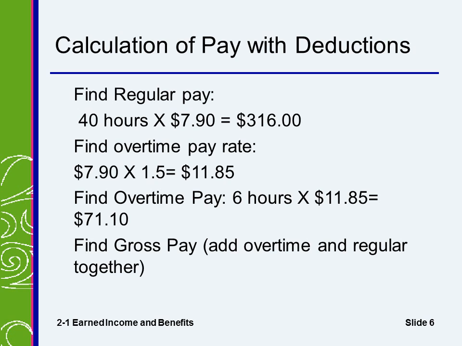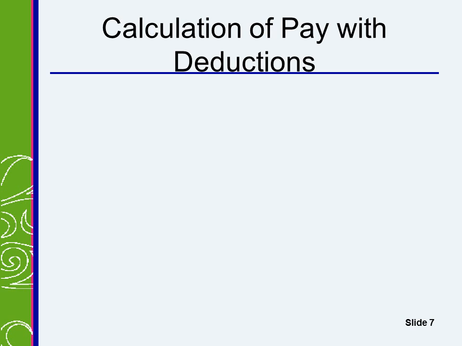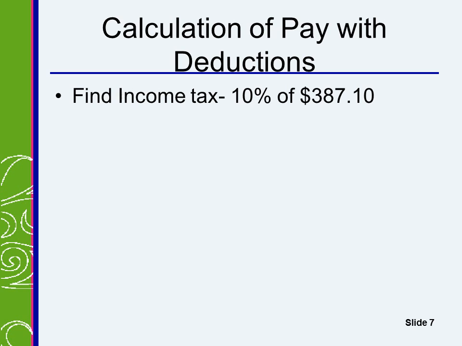Now add the overtime and the regular together to get her gross pay. $316 plus $71.10 equals $387.10. Then you calculate the pay with the deductions by finding all of the things that came out of her paycheck. We know that 10% came out of her income tax. What amount is that? If you turn the percentage into a decimal, 0.10 times $387.10, that gives you $38.71 that was deducted for the federal income tax.